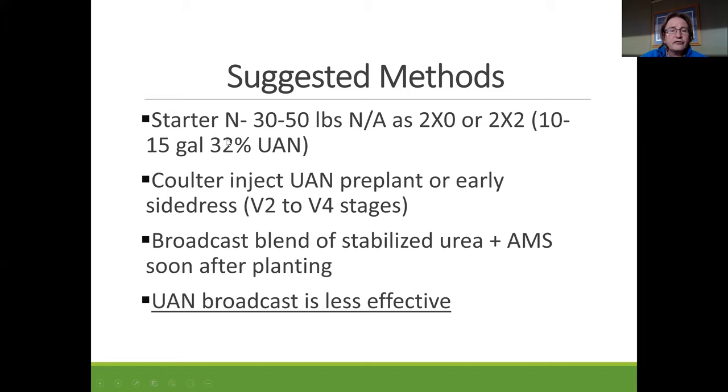Some suggested methods of doing this would be to starter apply nitrogen, 30 to 50 pounds of nitrogen in a 2x0 or 2x2 system, 10 to 15 gallons at 32%. If that doesn't work for you, you don't have starter on your planter, or you don't want to stop and fill all the time, you can coulter inject UAN at pre-plant or early side dress, V2 to V4 stages. And at least in 2020 research, you can broadcast a blend of stabilized urea, and I want to underscore, we need stabilized urea plus AMS soon after planting. And I will say again that studies have shown urea ammonium nitrate broadcast with the burndown is a less effective way of managing nitrogen in a no-till and cover crop system.